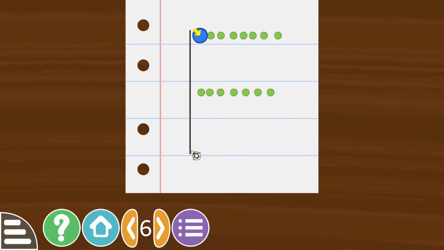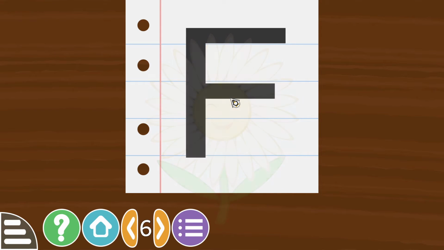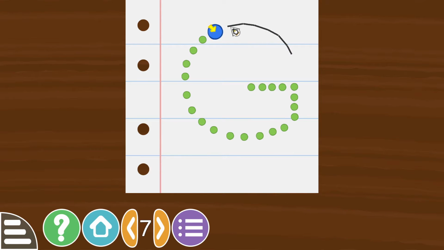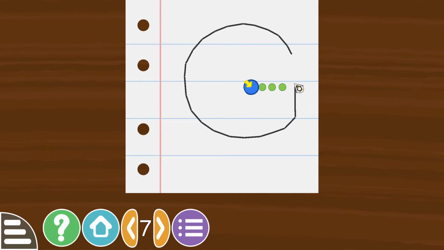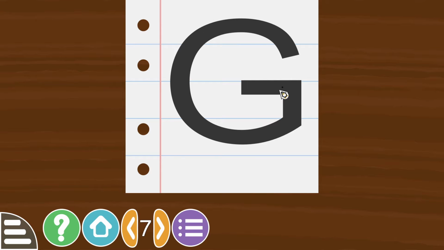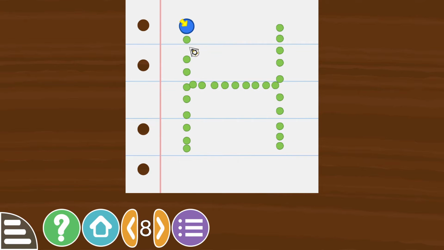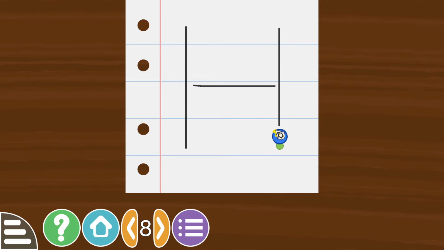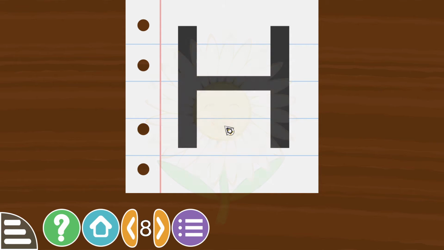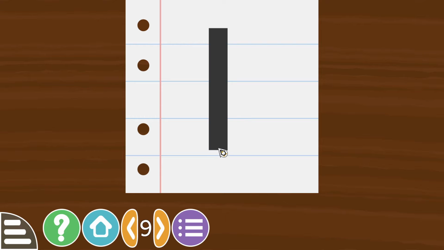F also is like E with a single line on the left, but there's a longer line at the top and a slightly shorter line in the middle. G starts with a large curve around, similar to a C, and it has a straight section on the right, and then a line going into the middle. H is two vertical lines, joined by a horizontal line in the middle. And I is just a vertical line.